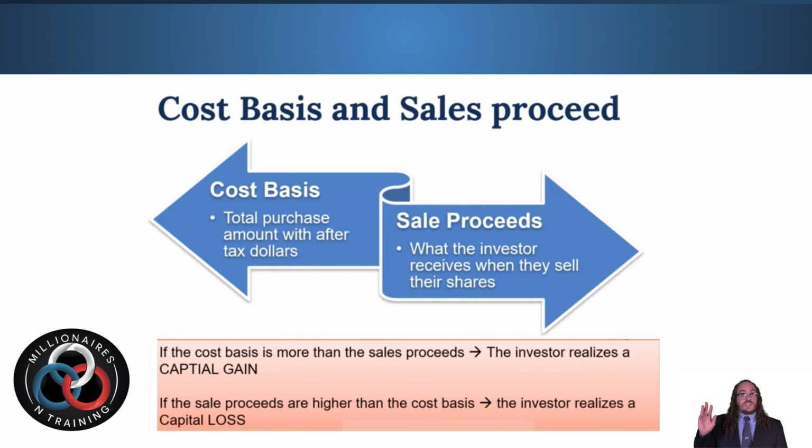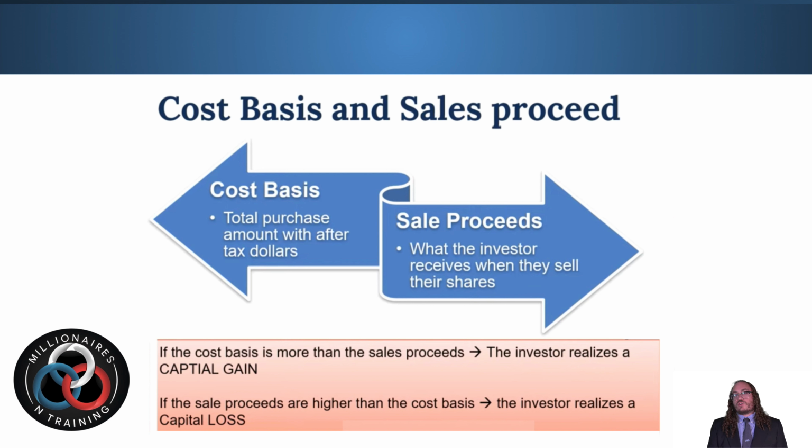The sale proceeds are what the investor receives when they sell their shares. If the cost basis is more than the sale proceeds, the investor realizes a capital loss. If the sale proceeds are higher than the cost basis, the investor realizes a capital gain.